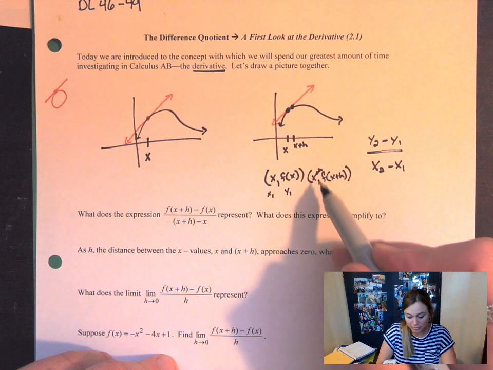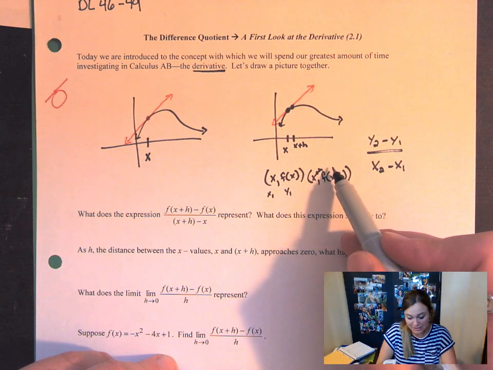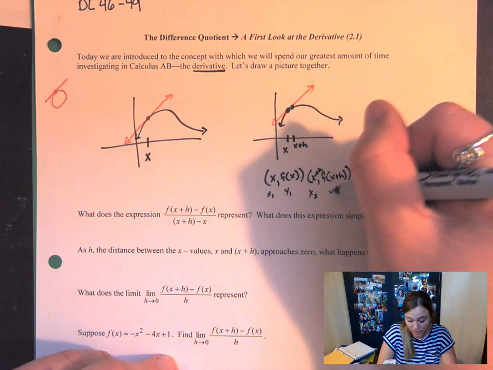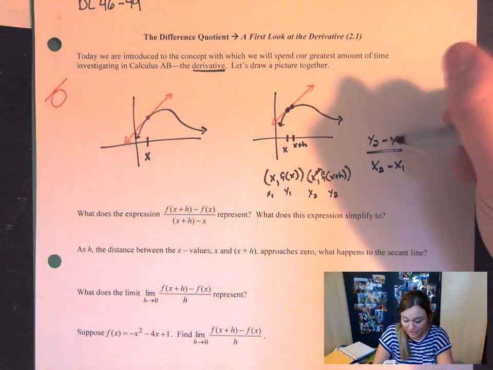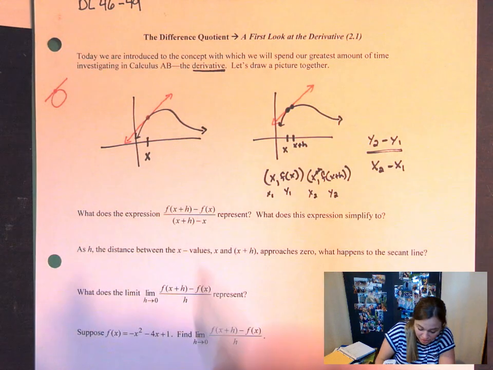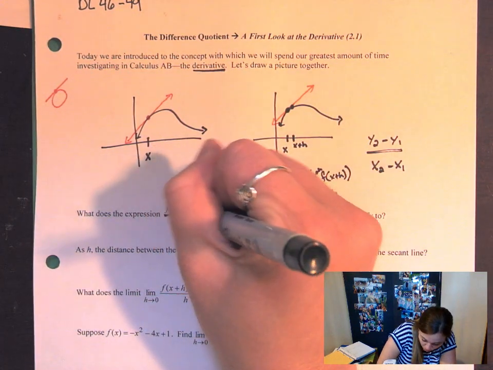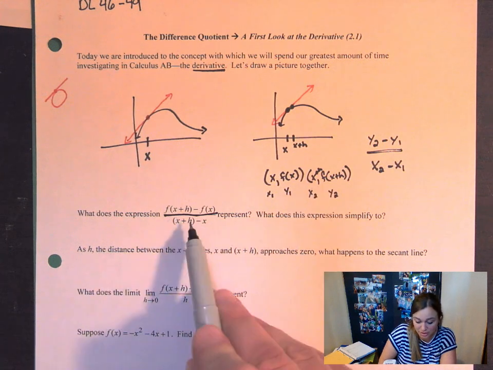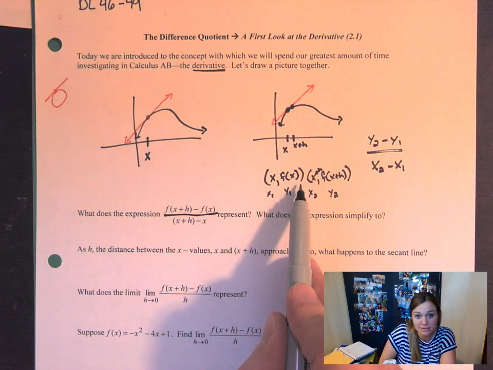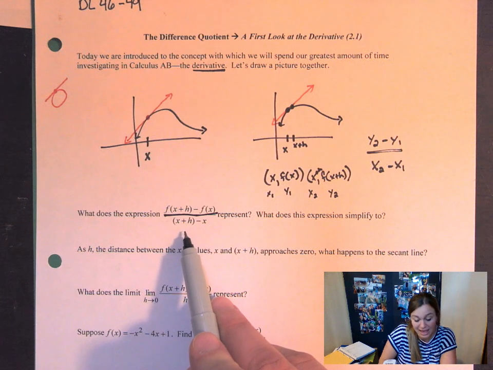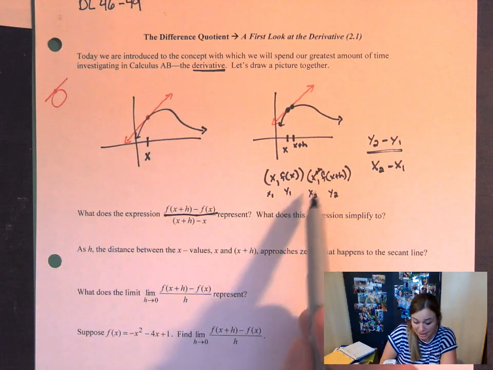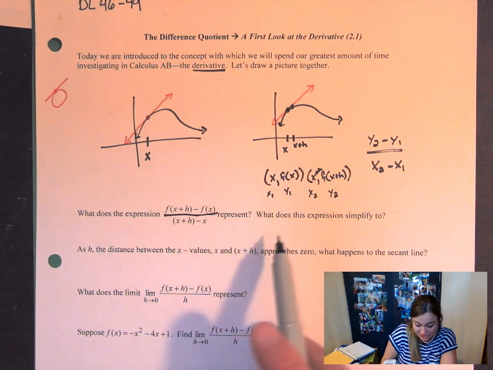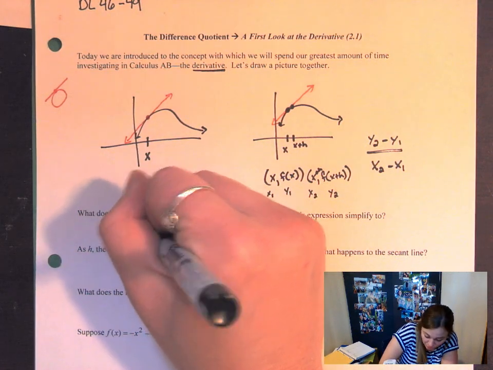I know it's hard to see, but this is not an exponent. It just says x plus h. I just wrote it weird. This would be f of x plus h. So this would be my x2 value and my y2 value. So if I say y2 minus y1, I would say y2 would be f of x plus h, coming from here, minus my y1, f of x, over x2 minus x1. So x plus h minus x. So what this represents is my slope.